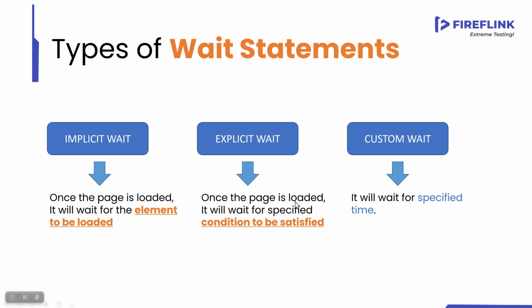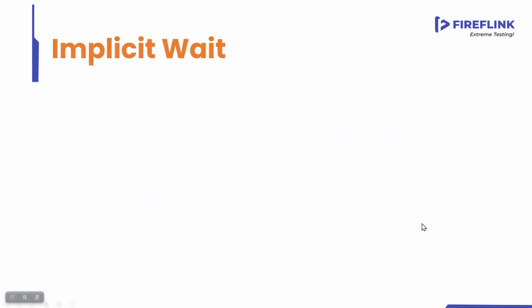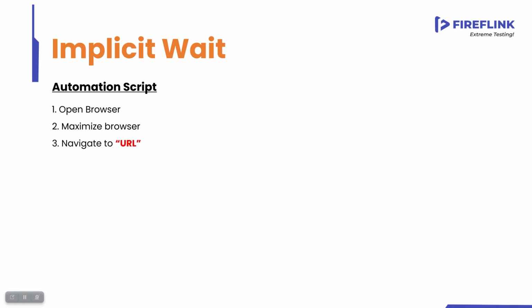So now let us discuss in detail all these 3 different types of wait statements. First thing is implicit wait. What is this implicit wait? Let us take a scenario. I have an automation script. First, I'll be opening a browser, and next I'll be maximizing the browser. Next I'll be navigating to the URL, and let us assume this is a registration process. Once after navigating to the URL, let us take the same application, ShopperStack. So what do I have to verify?